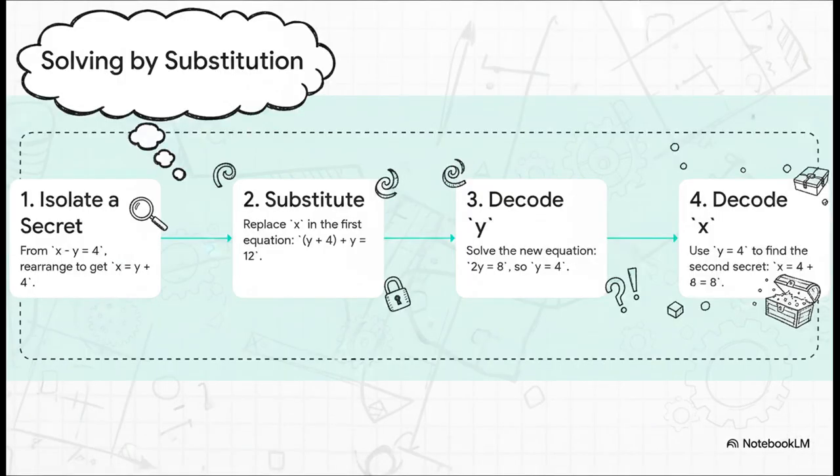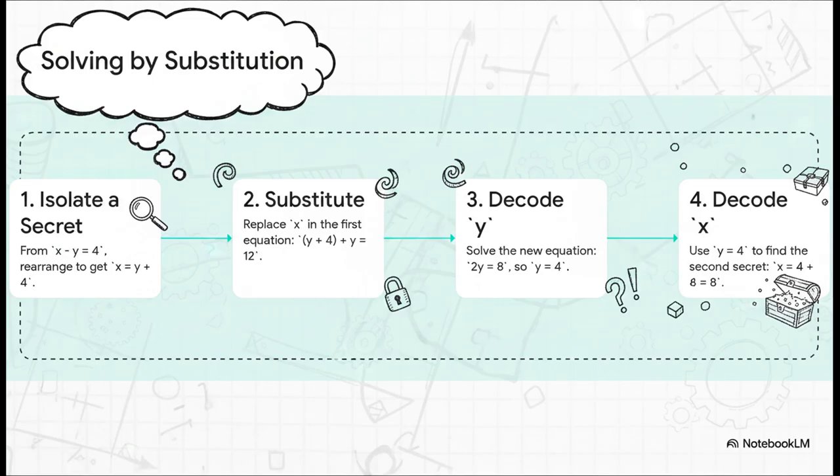First, we isolate a secret. We'll take that second message, x minus y equals 4, and just flip it around to get x equals y plus 4. Okay, now we know the secret identity of x. Second, we substitute. We replace the x in the first message with its new identity. So x plus y equals 12 becomes y plus 4 plus y equals 12. See that? The x is gone.